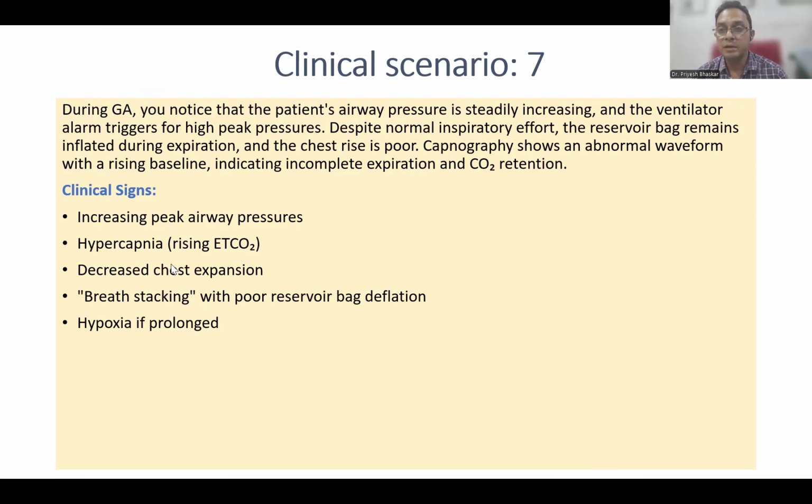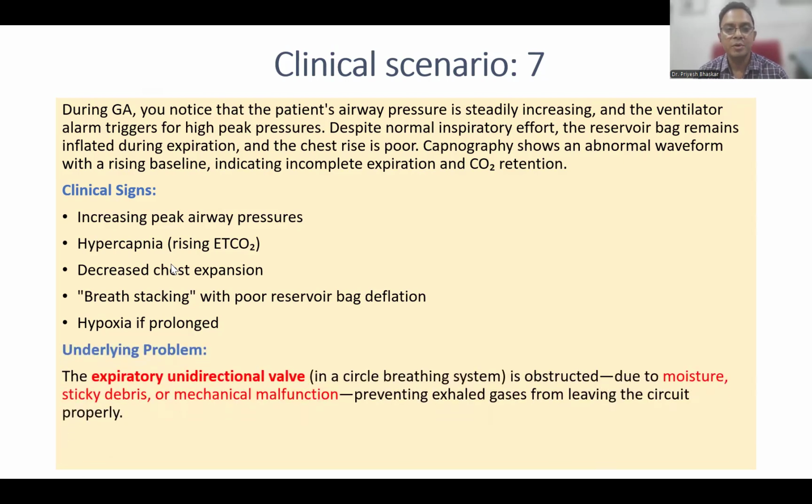What were the clinical signs you saw? Hypercapnia, raised end-tidal CO2, decreased chest expansion, breath stacking with poor reservoir bag deflation. And if it continued for a longer time, you got hypoxia also. So what was the underlying problem? The expiratory unidirectional valve, right? So it was obstructed due to moisture, sticky debris, or mechanical malfunction.